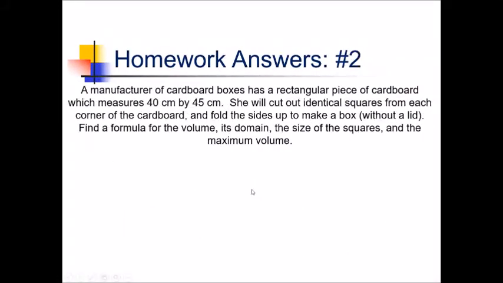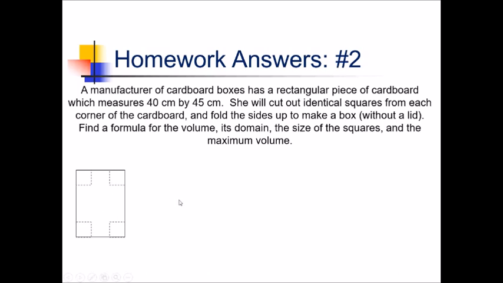This problem is one of these fold up the box sort of problems. We've got a rectangular piece of cardboard, measures 40 by 45 centimeters. We're cutting squares out of the corners and folding up the sides to get a box that doesn't have a lid. We want a formula for the volume, the domain, the size of the squares, and the max volume for this thing. So a bunch of information.